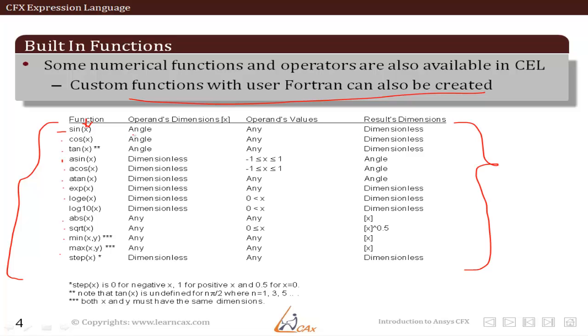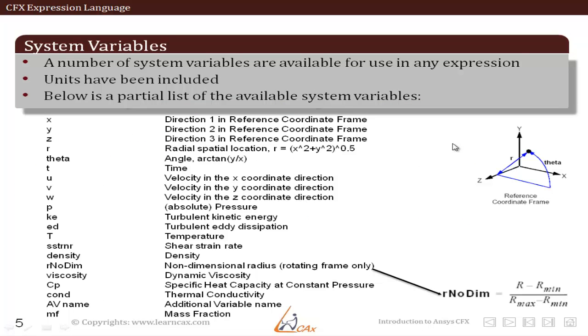The dimensions are defined for all the functions. For sine, cos and tan, the angle dimension is fixed. The asin and acos are dimensionless. The absolute function can have any dimension. So you can use different types of ready-made functions here. System variables are available for use in any expression. Units can be included as well.